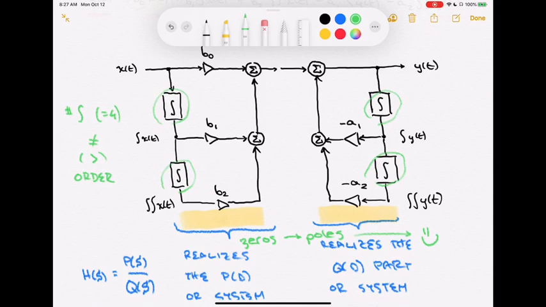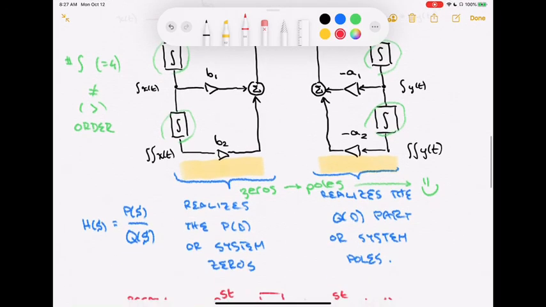This one has more integrators than the order of the system. This is called non-canonical, so it is not the minimum order as far as number of integrators. Non-canonical, not the smallest number. And that is generally not a good thing because the number of integrators exceeds the order of the system. We'll find out later that we can do better.